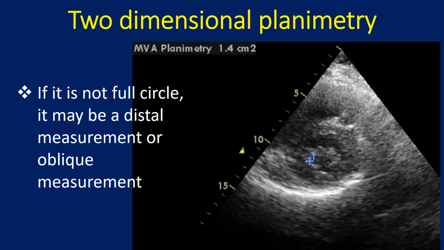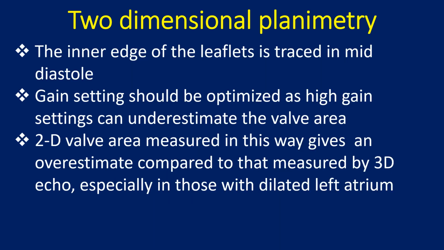Mitral valve area by planimetry on echocardiogram is usually obtained from the parasternal short axis view. It can also be obtained from the basal transgastric short axis view by transesophageal echocardiography. The inner edge of the leaflets is traced in mid-diastole. Gain setting should be optimized as high gain settings can underestimate the valve area.